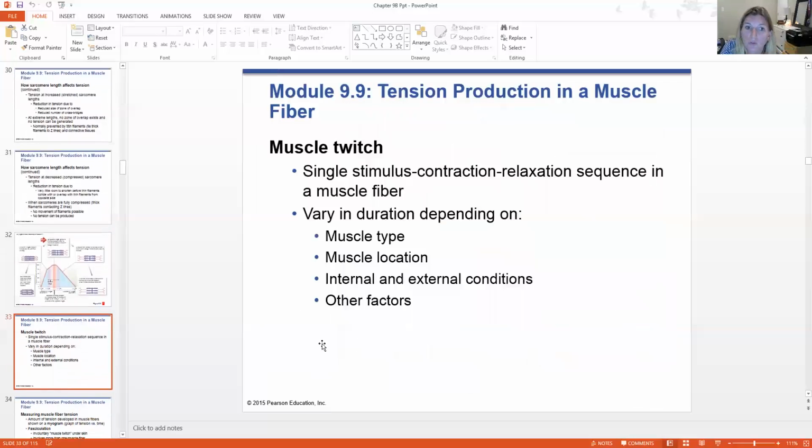Let's talk about muscle twitch. This is when a single stimulus is going to stimulate a muscle fiber. It can vary due to muscle type, which muscle we're talking about, where the muscle is in the body, any external and internal conditions. Other factors are all going to affect twitch. You've all had that annoying eye twitch before. I know you have. That's what we're talking about.